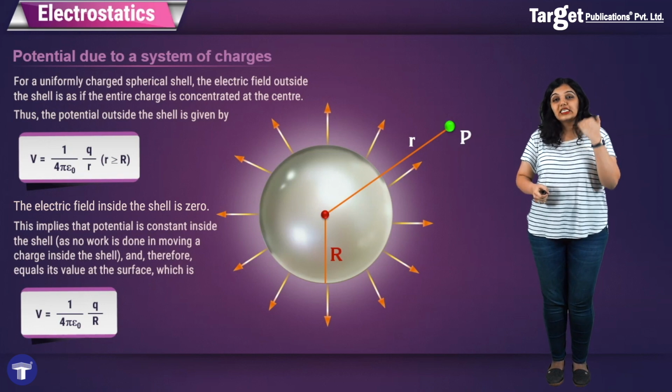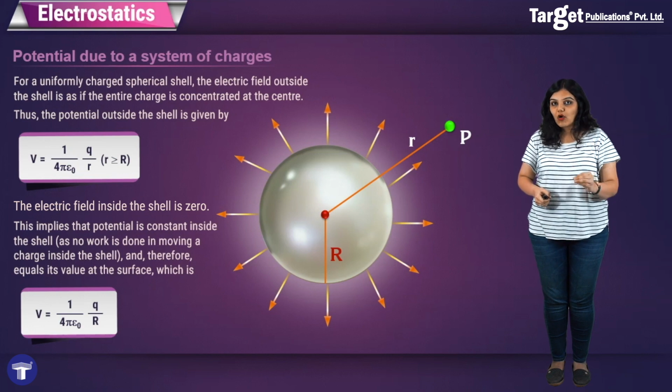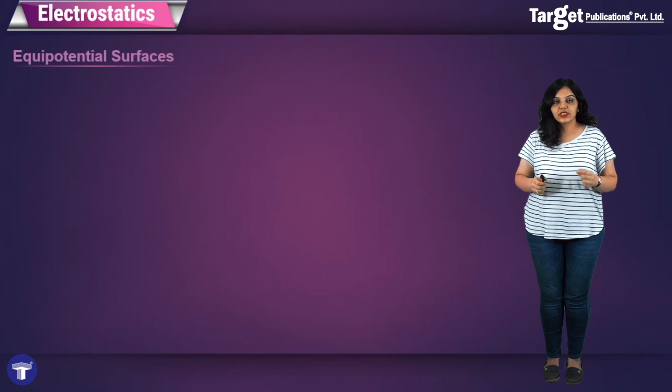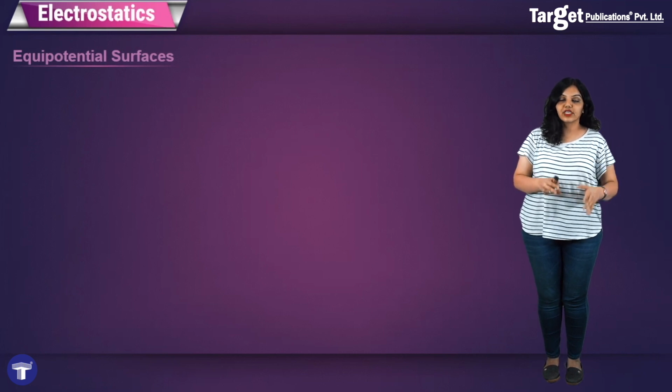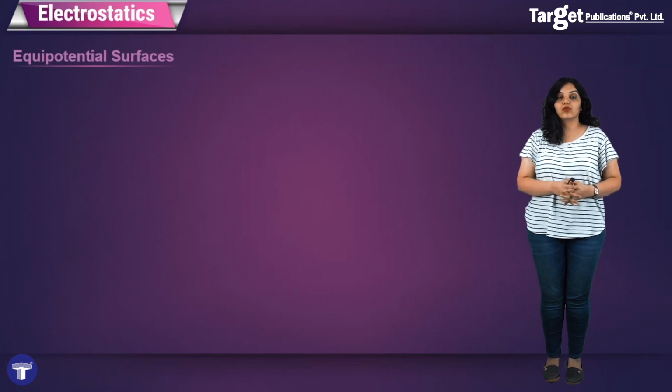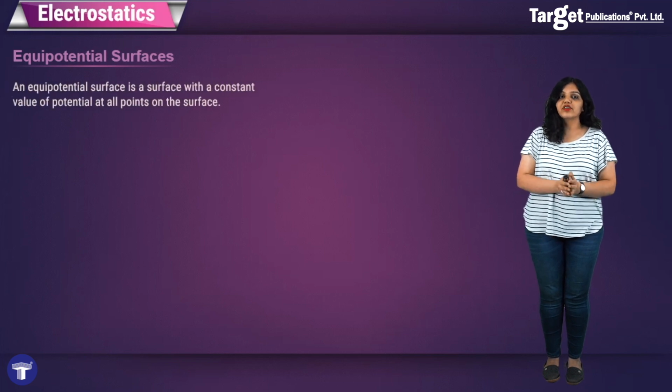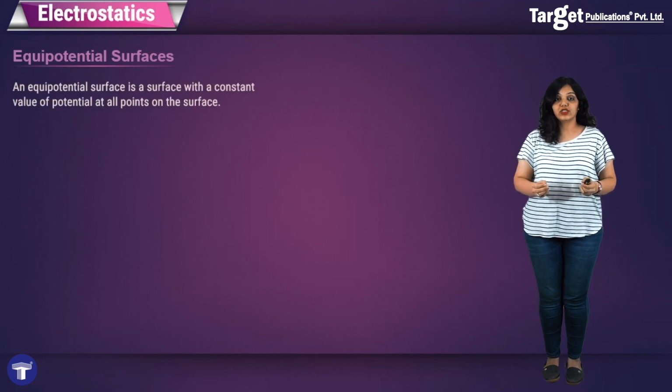So for a point outside the shell, it was q by small r. For a point inside and at the surface of the shell, in both cases, I get q upon capital R. And this is an important result that we use very often. From the expressions of potential for various charge configurations, we can find what are known as equipotential surfaces. An equipotential surface is nothing but a surface on which the value of potential is constant at all points on the surface. So how will we find this?